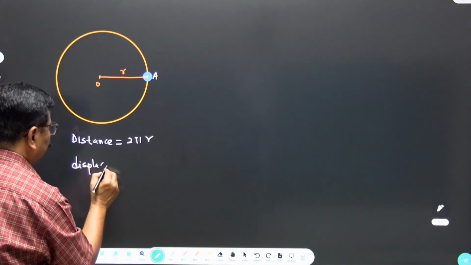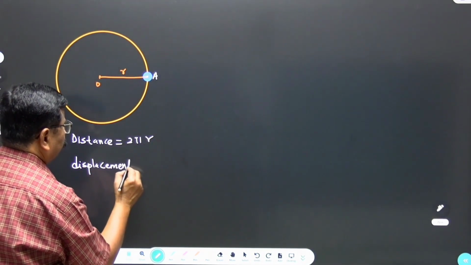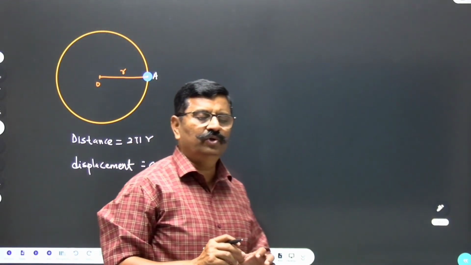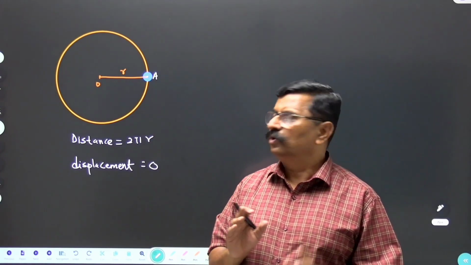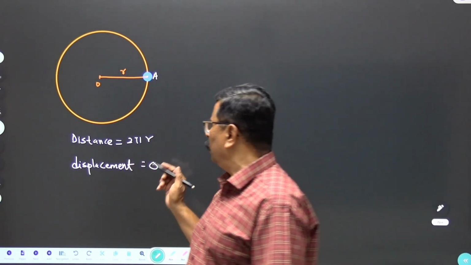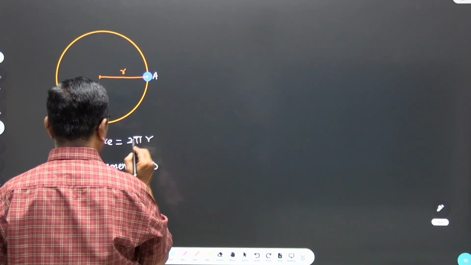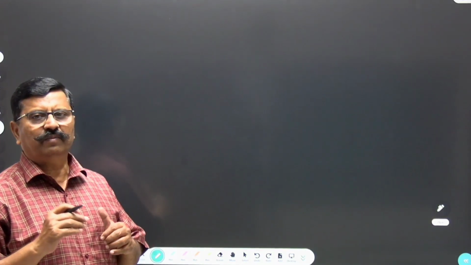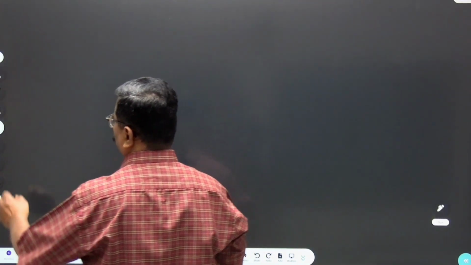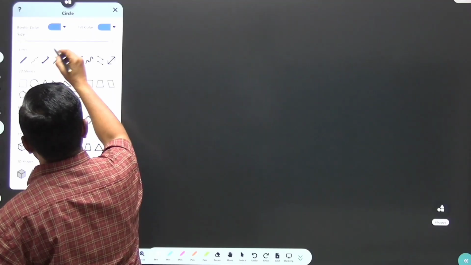So therefore, for this case, the actual distance traveled by this body is 2 pi r, but the displacement is 0. Hence, I told you that the displacement can be 0, but the distance can never be 0. So this distance is 2 pi r, which is the circumference of the circle, and displacement is 0. Let us see one more example to understand the difference between distance and displacement.